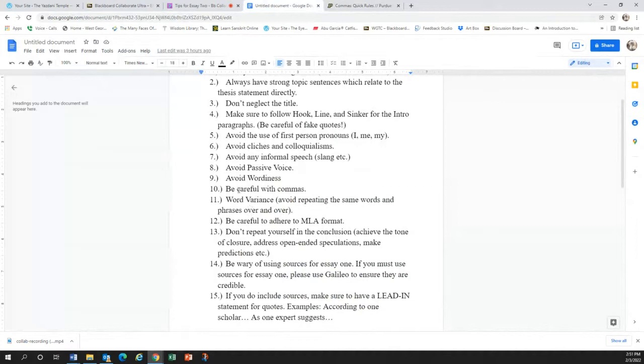Word variance. Make sure that you use different words and different phrases. Don't say the same words and phrases over and over again. A good way to detect whether or not you're using the same phrases over and over again is to read the essay out loud to yourself. If you read it out loud to yourself, a lot of times you can hear those things that you wouldn't otherwise be able to see just reading it quietly.